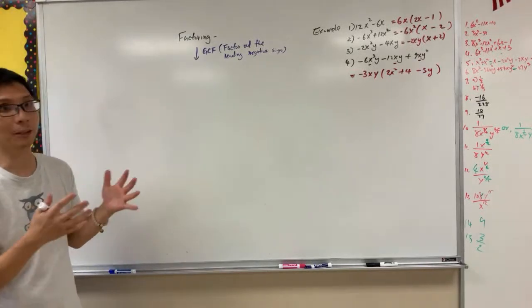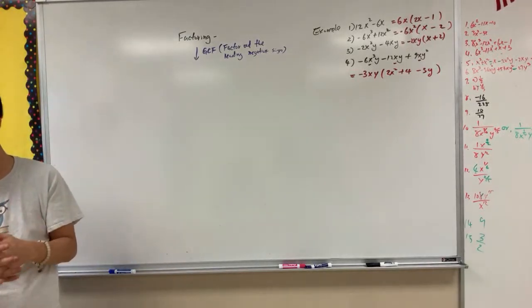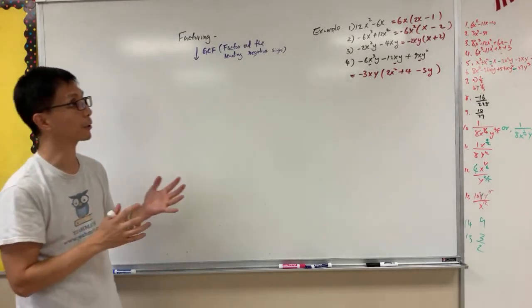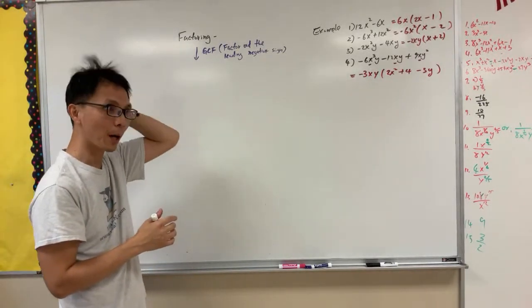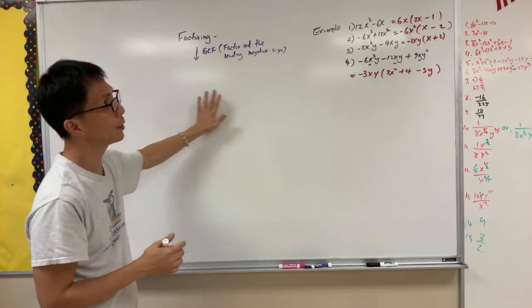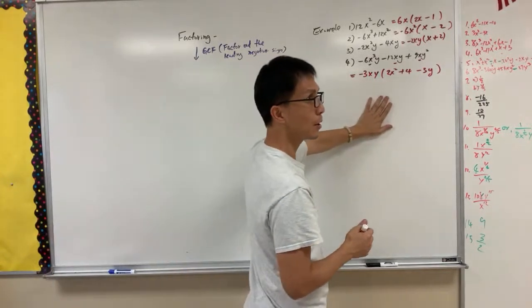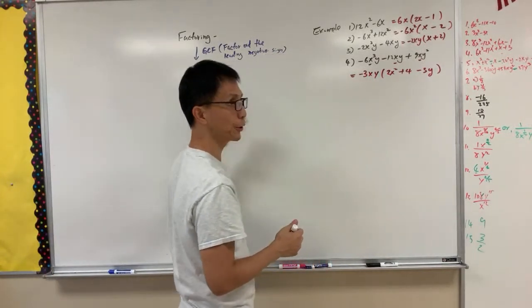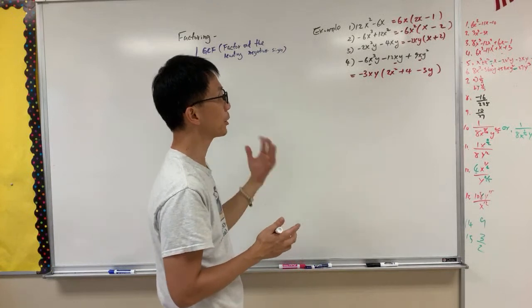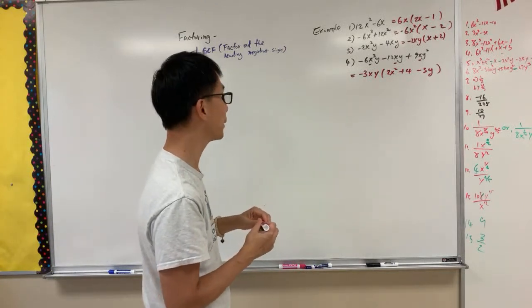It turns out factor by grouping is very similar. So we're going to talk about, let's start with 2 terms, 3 terms, and 4 terms. But let's talk about 4 terms first. Four terms has something called factor by grouping.